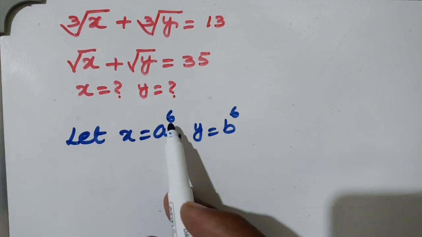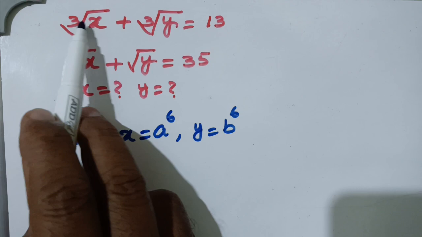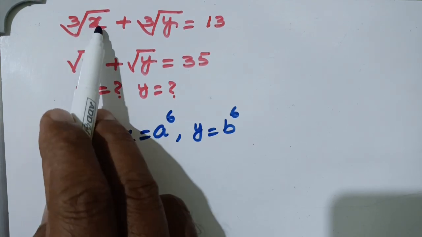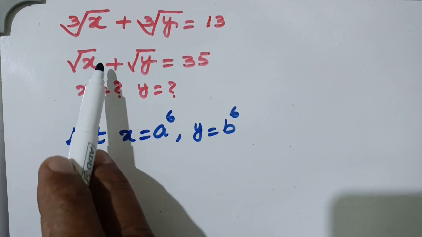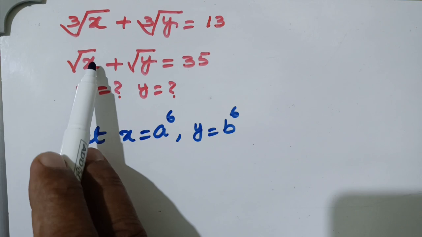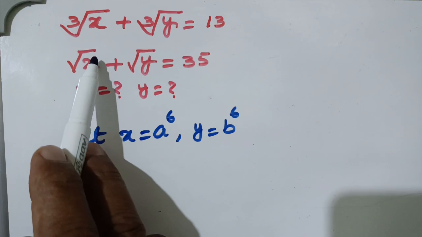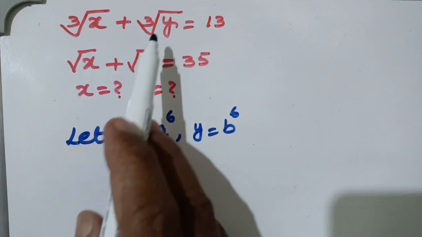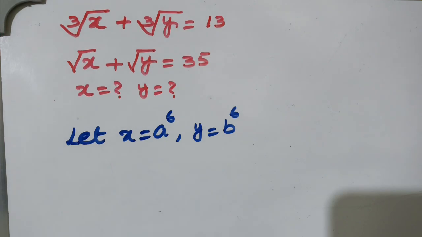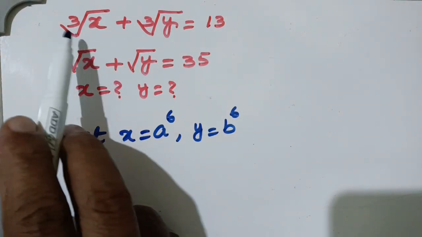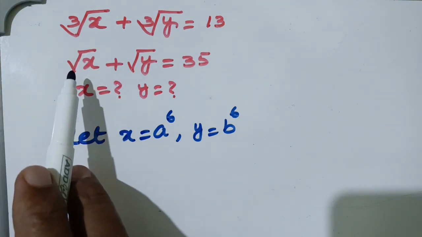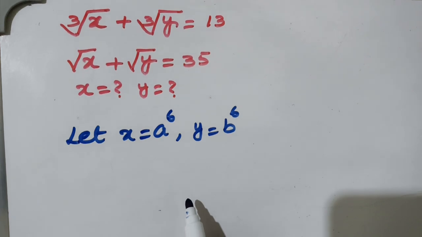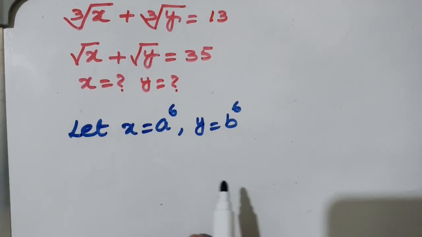So if I take a to the power of 6 and write a to the power of 6 whole to the power of 1 by 3, it becomes a square. And a to the power of 6 whole to the power of 1 by 2, it becomes a cube. Similarly, b square and b cube I get. So I can remove these fractional powers, whole to the power of 1 by 3 and whole to the power of 1 by 2, and get integral powers. This is the idea I have, so that's why I made this substitution.